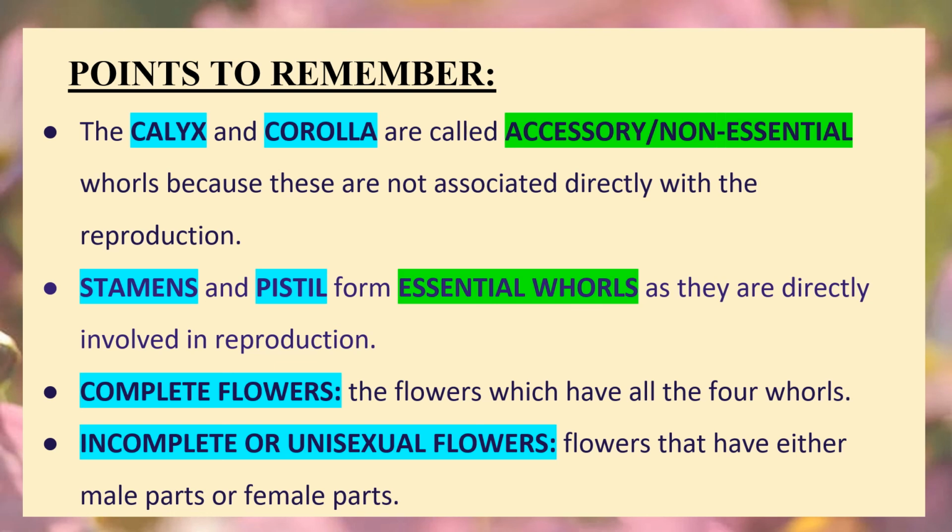Students, the flowers which have all the 4 whorls are called complete flowers, and the flowers that have either male part or female part, they are called incomplete or unisexual flowers.